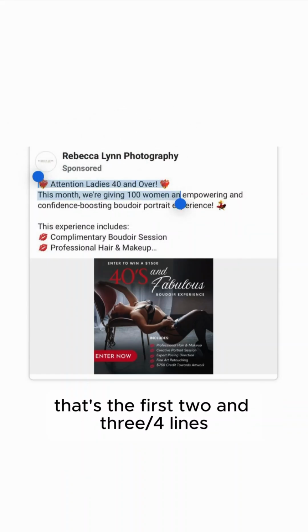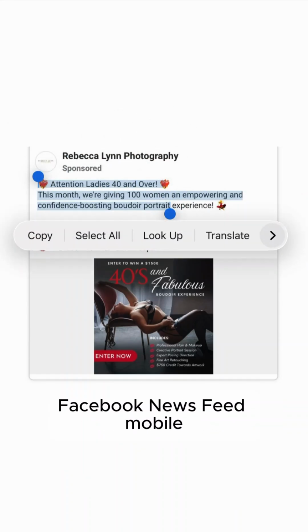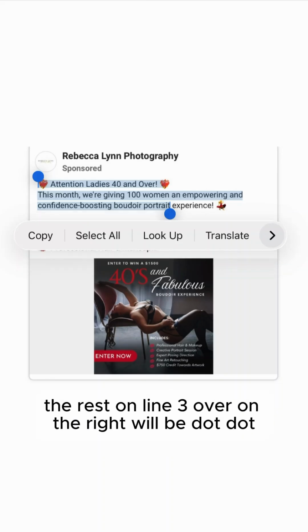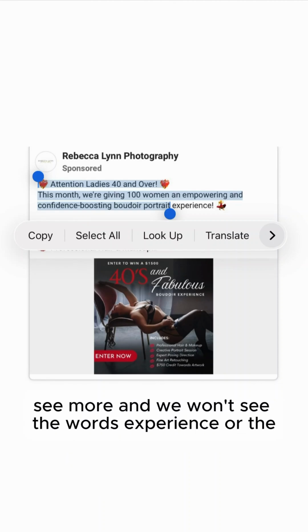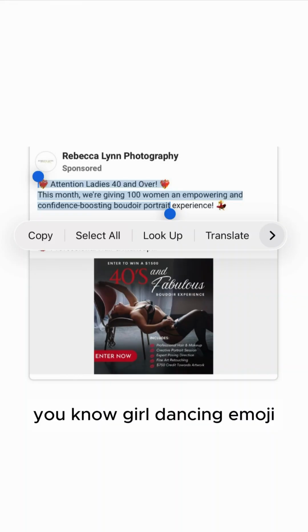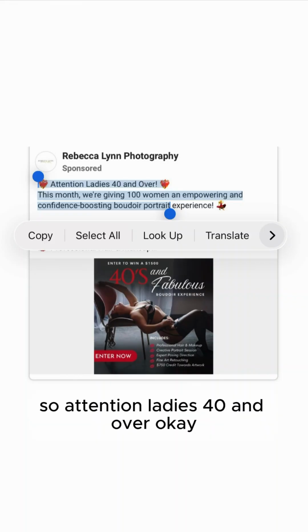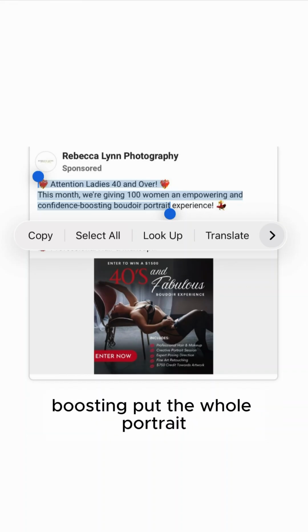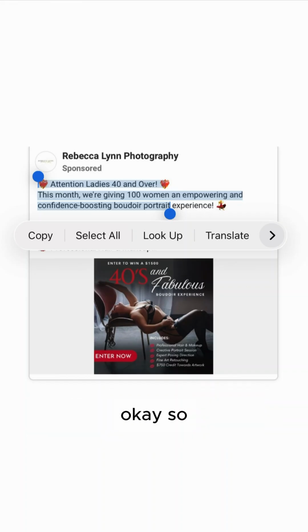Then we're going to go look at the See More headline. That's the first 2 3/4 lines. Facebook newsfeed mobile be about this. The rest on line 3 over on the right will be see more. And we won't see the words experience or the girl dancing emoji. So attention ladies 40 and over. Okay. This month we're giving 100 women an empowering, confidence boosting boudoir portrait.